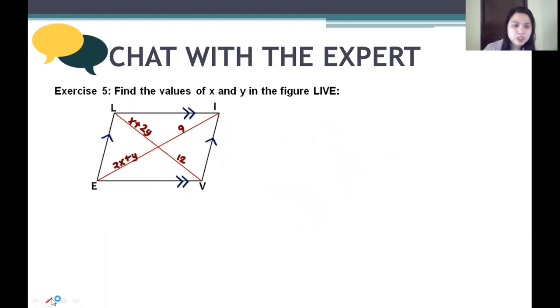Now, let me draw another O, okay? The point of intersection. Now, can you tell me what is the relationship between segment LO and segment OV? LO and OV, what's their relationship? Are they supplementary? Are they congruent? LO and OV, what is their relationship?